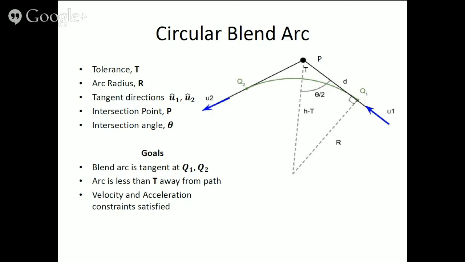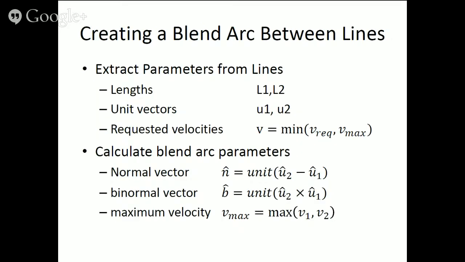And so what we want out of a blend arc is really just to come up with some circular arc that's tangent at Q1 and Q2. And we need to specify the velocity and acceleration in such a way that you're never violating the machine constraints. So the way we actually do that is you start by pulling some basic parameters out of the line segments, if you're blending between lines. You figure out what is the velocity that you're trying to achieve along this blend. Extract just some basic geometry you'll need to know later.